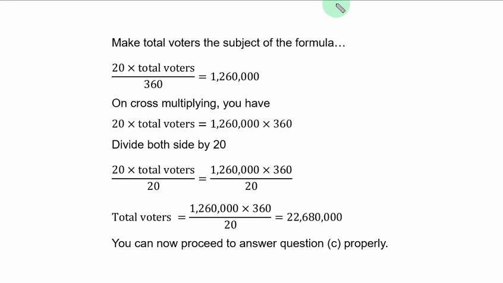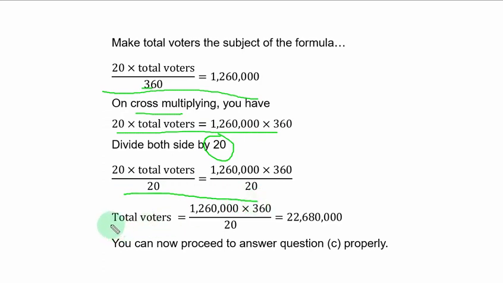You make total voters the subject of the formula. When you multiply the numerator, you have it in this form. Multiply through by 360 to clear the fraction. Divide both sides by 20 to have total voters standing alone. That will give total voters standing alone, and when you simplify this part, you have 22,680 voters. You can now proceed to answer question C properly.